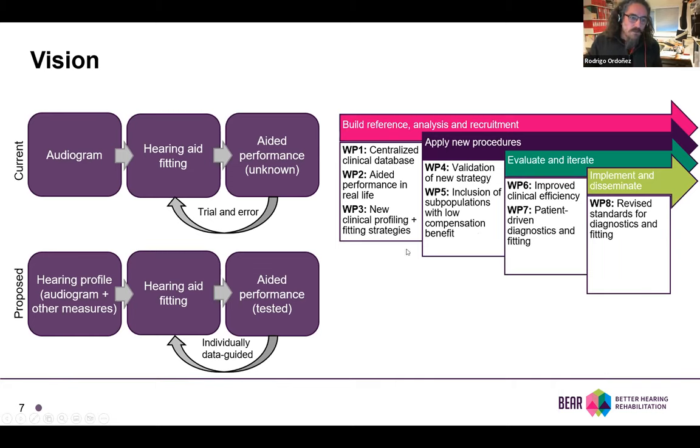The project was divided in many steps, so here are four of them, and what we did was applied during the fourth step, or work package four, which was the validation of the new strategy.